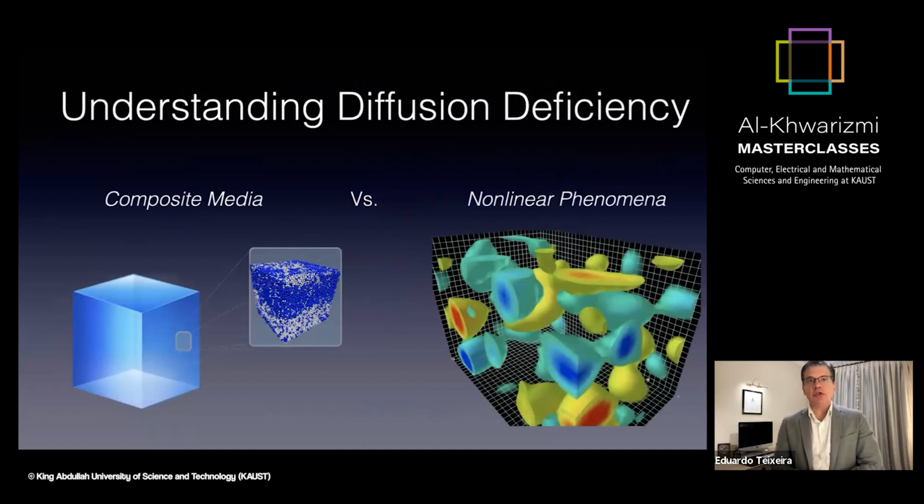And typically there are two ways of understanding a diffusion deficiency. One is when your system is modeled in a composite material, so maybe the roughness of the material will imply some loss of regularity. And another way of losing regularity is because the system that you're modeling is really nonlinear, and nonlinearity causes the system to drop regularity. And I will try to explain both cases and what the implications of both cases are.